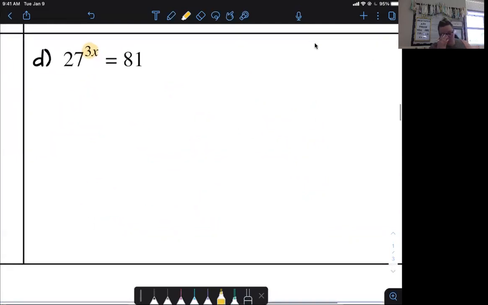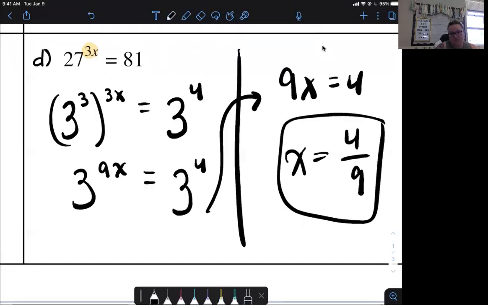All right, go ahead and do part D. Rewrite 27 and 81 as powers of the same base. Once you've done that, you can set the exponents equal to each other and solve for x. All right, so we have x equals 4/9 as our final answer.